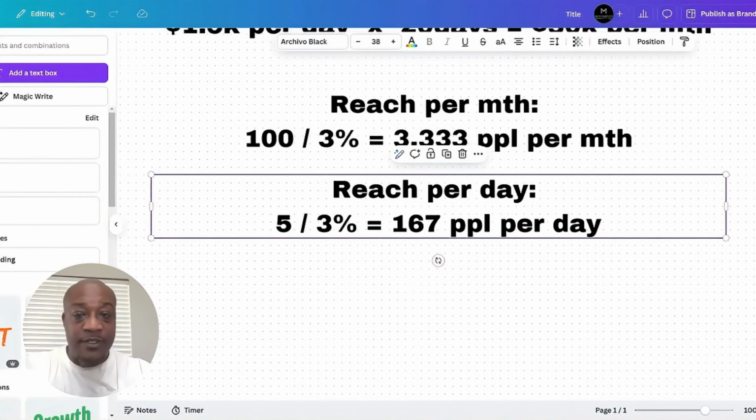Now I'm going to show you how you can estimate your advertising budget just by reverse engineering. This is basically what we're doing, reverse marketing. And I'm going to show you on Facebook where you can find these numbers to get an idea when it comes down to advertising per day.